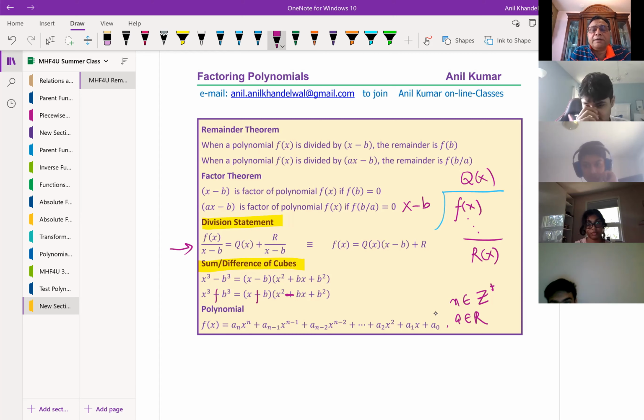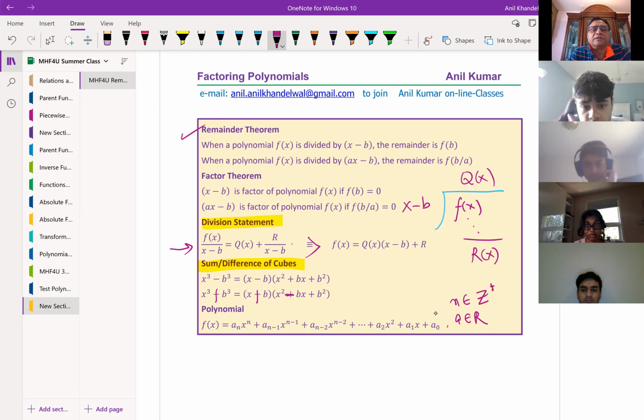You could multiply by x minus b, and when you do that, you get this form, which is f(x) equals quotient times the divisor plus the remainder. So that is the same division statement written in the multiplication form, correct? Now, to begin with, what is the remainder theorem?